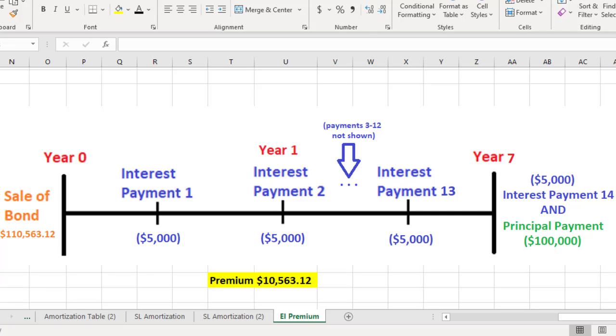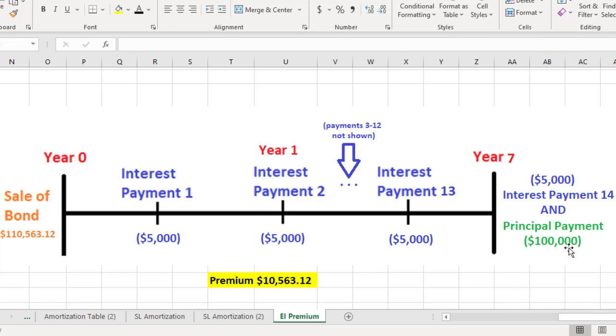So if we think a little bit about what's going on here, we see that the company is borrowing $110,563.12, but at the end of the bond's life, they only have to pay back the par value, which is $100,000. And the difference between those two numbers is the premium of $10,563.12.